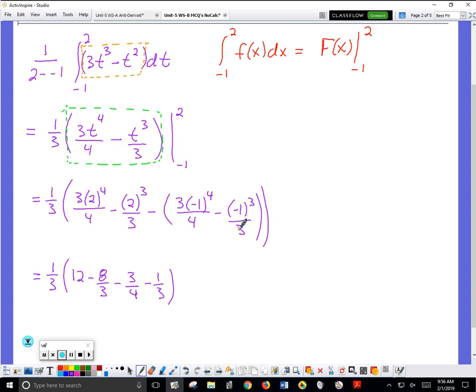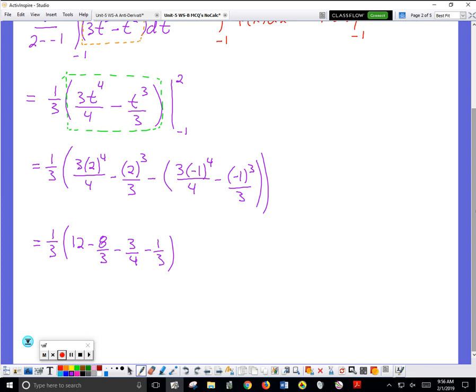Part of it worked beautifully because I've got -8/3 added to -1/3, so that becomes -9/3. It's -1/3, but like I thought, so -1 to the cubed is a negative and it's a minus, so it just goes positive. Doing great.